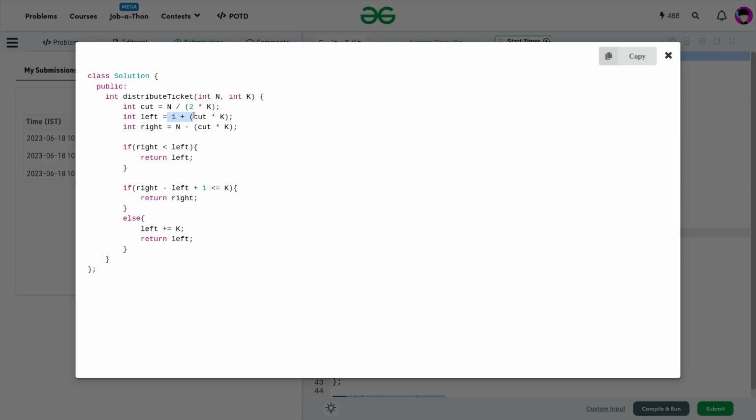So the left pointer will be at 1 plus cut into k and the right pointer will be at n minus cut into k. Now if right is less than left, so this is the case when 2k is a divisor of n, or n is a multiple of 2k, right? So this will be that case. In that case, I can just directly return left. This is the last case that I discussed. Now otherwise, if the size of the remaining elements is less than or equal to k, I can return the right pointer. Otherwise, I will increment my left pointer by k and then return my left pointer, right?